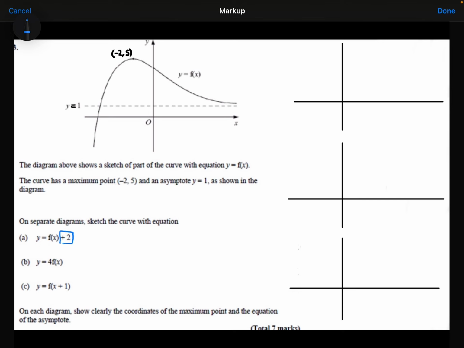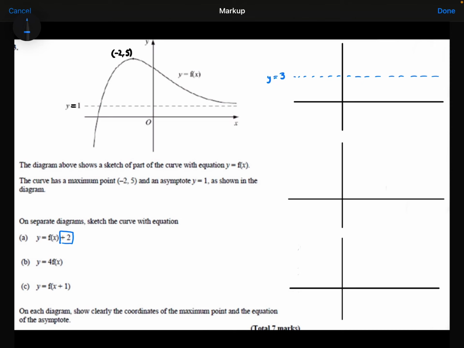So that plus 2 is on the outside of the function, so it affects the y coordinates only. And we're going to add 2 to every y coordinate, which means that the asymptote is going to move up to be at 3 now, y equals 3.